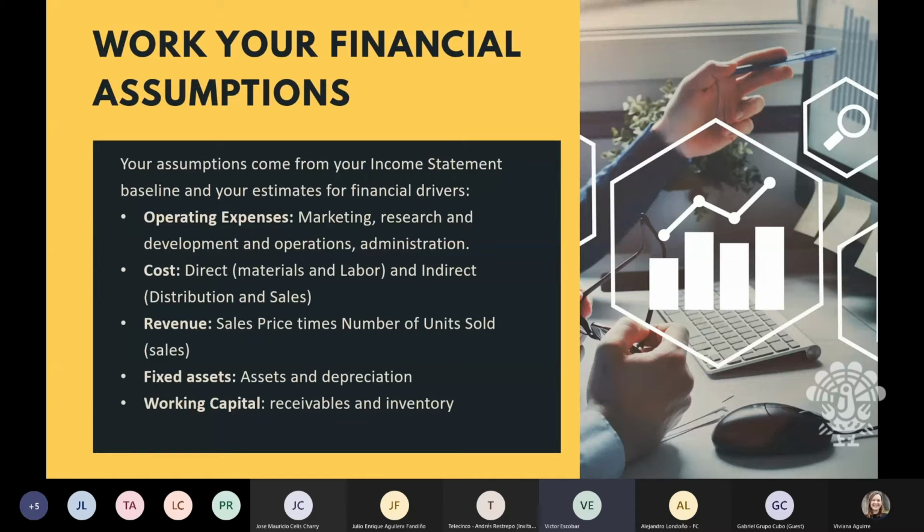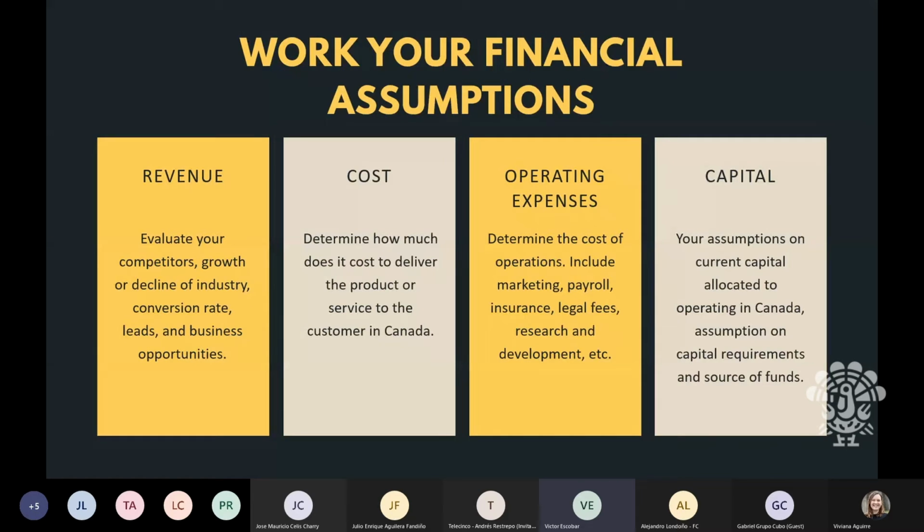Now, to work on your financial assumptions, we will have four main aspects that we will need to check. The first one is the revenue. So you will have to check the revenue that you are getting. How can you check that? Have you evaluated your growth based on your competitors? Do you know if the revenue that you are getting is the right one based on the price of the market? How is the industry where you are right now? Is it growing or is it in decline? You can check a lot of these things.